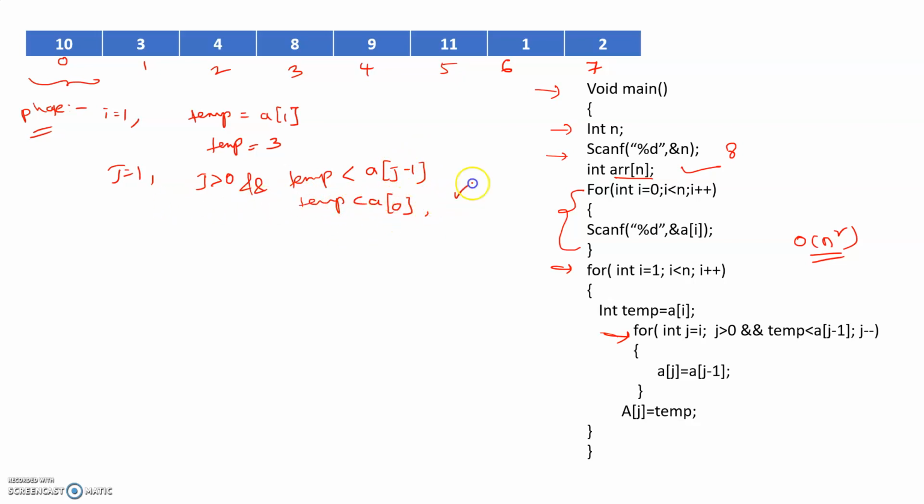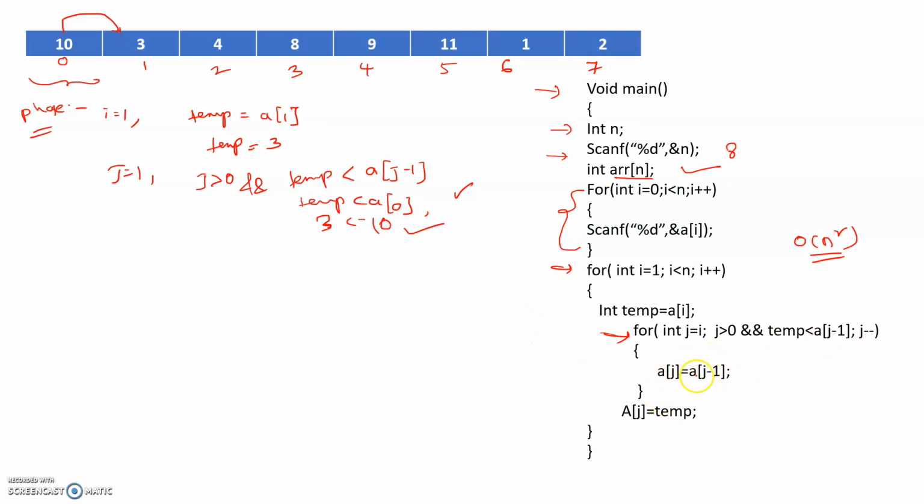So if this condition is true, what I need to do? I need to copy the content of your previous index into the next index position. So this index position data will be copied into the next index position. So for loop is true, j value is greater than 0 and temp value is 3 and it is smaller than a of 0, that is 10. So it is 10. Condition is true. So now in this particular scenario, condition is true, I am entering into this.